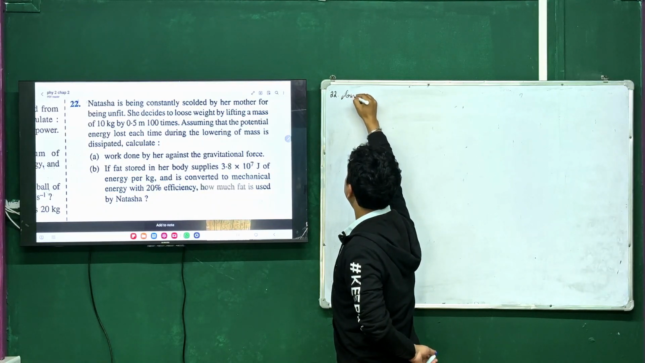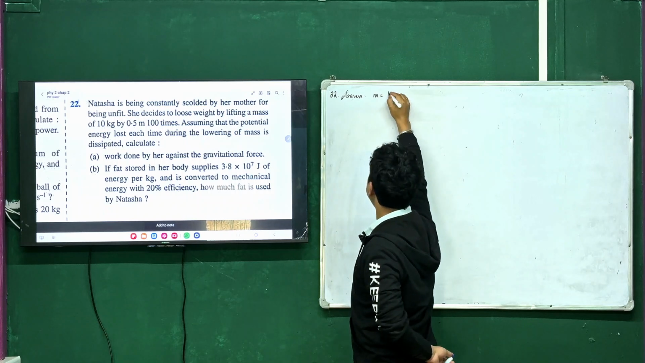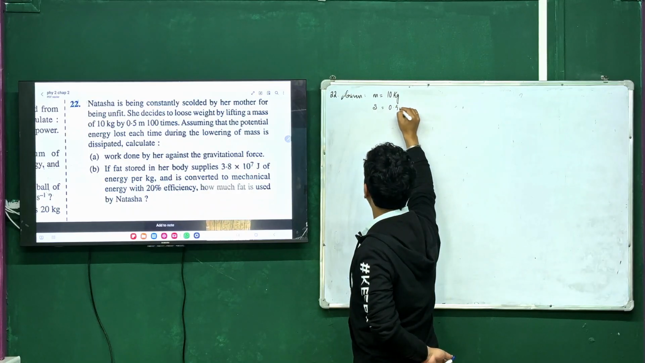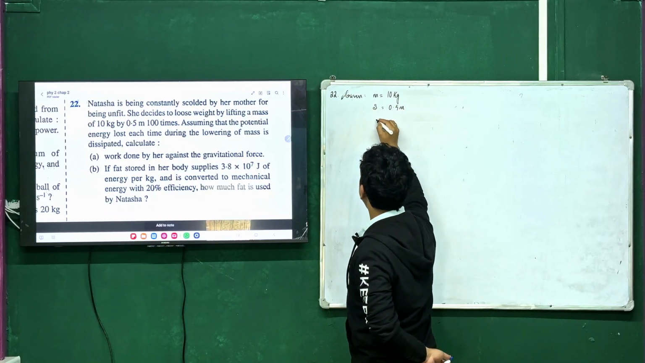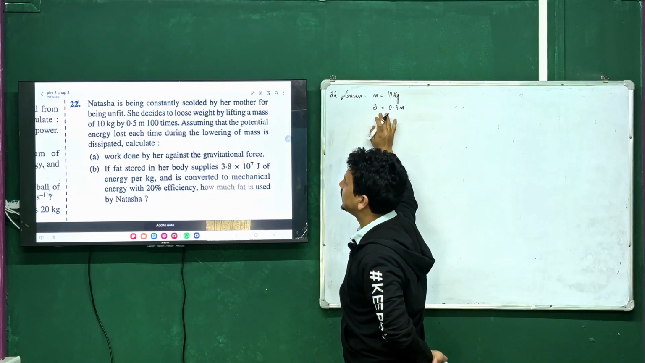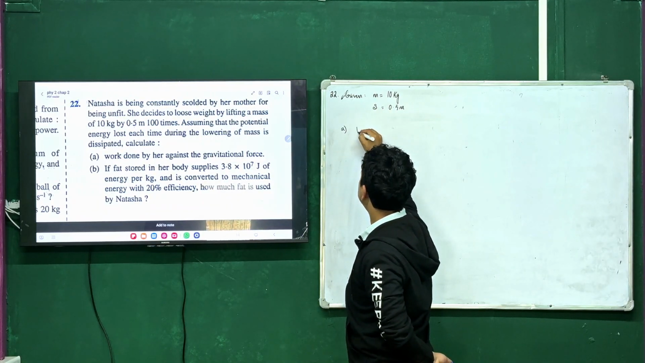What's given? The mass that Natasha is lifting is 10 kg. What else is given? Displacement is 0.5 meters, 100 times. Calculate the work done by her against the force of gravity. So, what will be the work done?